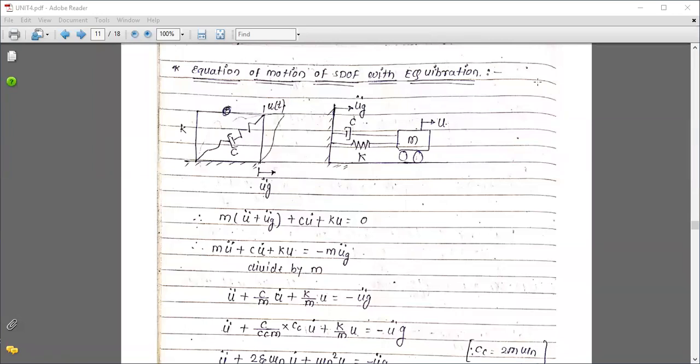What is meant by the response behavior, or what is meant by the spectrum? It is a graph which shows the velocity, displacement and acceleration with respect to the time. That is nothing but a spectrum. We will see that graph in this lecture only.